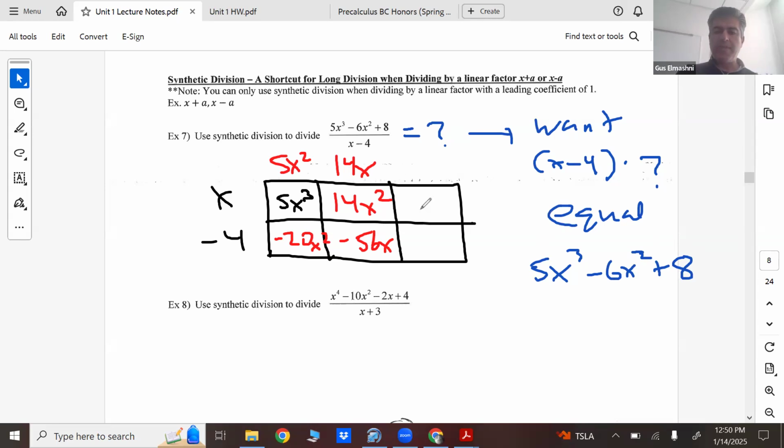So if I have negative 56x, sorry, you have to have 56x. Now, what do I put up here? 56. That becomes negative 224. Don't worry, I'll let you have a calculator. Then I need to do one more column.